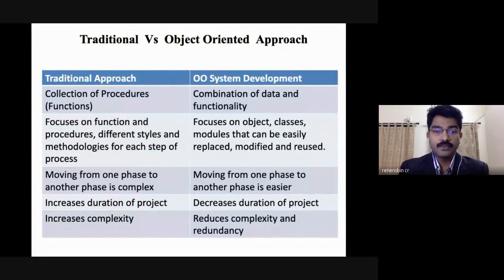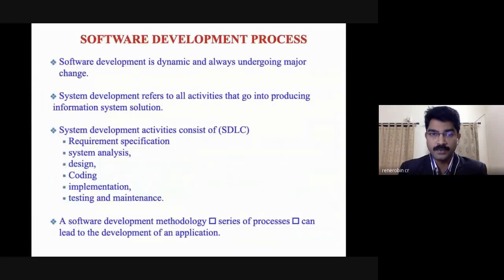In the traditional approach, moving from one phase to another phase is very complex. We have to complete one phase, then we go to the next phase. In the object-oriented environment, moving from one phase to another phase is very easy. If you opt for the traditional approach, the time taken for completing the project is high, whereas in an object-oriented system it is very low. The complexity involved in the traditional approach is high, and the complexity involved in object-oriented system development is low. So knowing the benefits of the object-oriented environment, people are shifting from the traditional approach to the object-oriented approach.